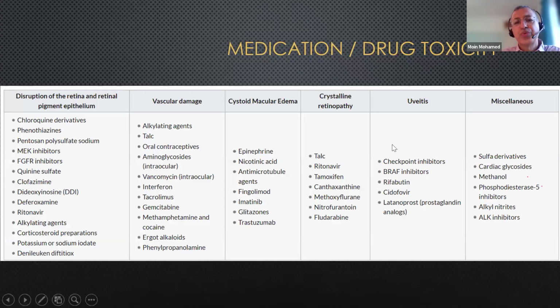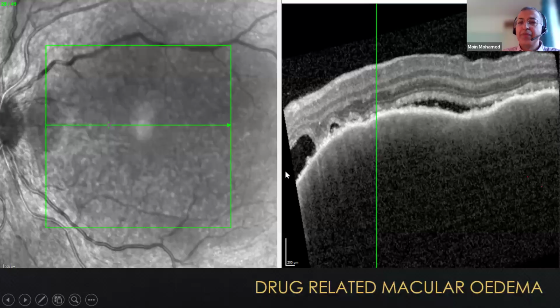Drug toxicity is probably too wide to talk about. There's a colossal amount of drugs that can cause macular edema. We tend not to use epinephrine too much, but in terms of cystoid macular edema, it's just a handful. Nicotinic acid is rarely used in the UK. It's the cancer doctors these days, and the neurologists using immune agents, who are causing us more and more problems. This patient came through with just everything at the back of the eye. This was an ovarian cancer patient who didn't have metastases, but some of these MEK and BRAF inhibitors can induce huge serous retinopathies.